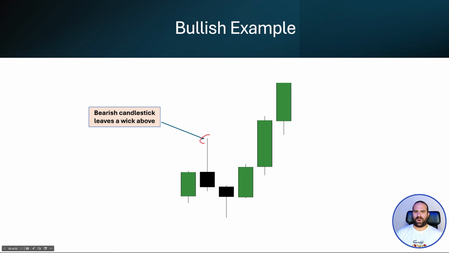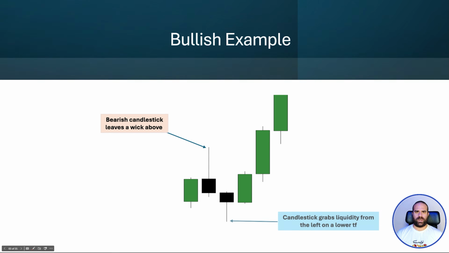This candlestick, the highest candlestick, needs to leave a wick above it. No matter if this candlestick is bullish or bearish, the important thing is that it does have a wick. So the highest candlestick of the push in this bullish example needs to have a wick above it. Step by step, you can scroll back in your video and check out those rules again and again.